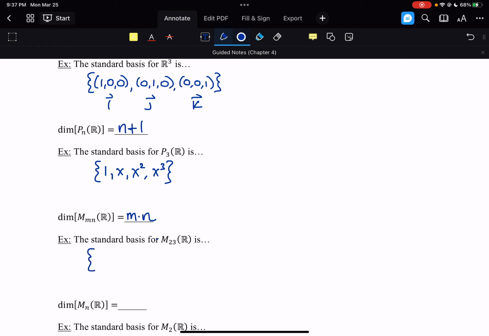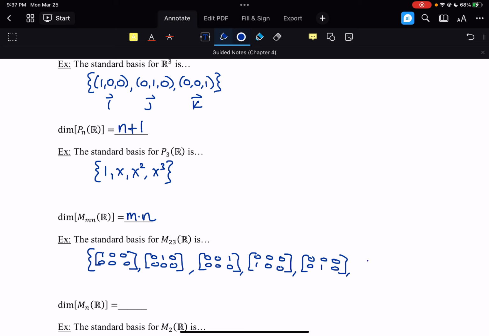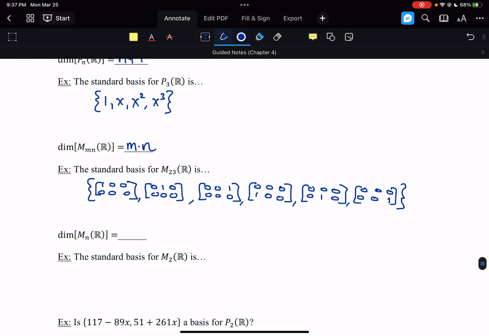Standard basis for M23, for example, that's 1 0 0 0 0 0, 0 1 0 0 0 0, and you get the idea. But basically we put a 1 in each component, zeros everywhere else, and that forms our basis, our standard basis for M23. So we got 1, 2, 3, 4, 5, 6, right? 2 times 3 is 6. So it's the proper size. This is our standard basis for M23, for example.